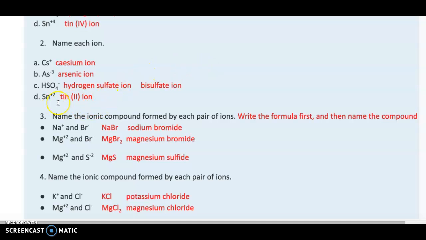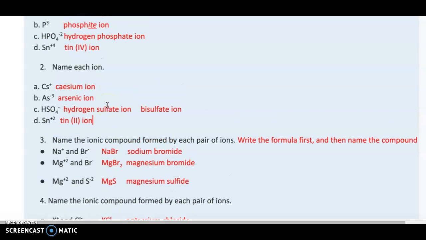Here's another example of a transition metal. This is tin. You write tin, and in parentheses you write the charge, plus 2, in Roman numerals, so it's tin(II) ion. Remember how transition metals can have a charge of 4 or 2. You have to specify which exactly tin ion it is, whether it has a charge plus 2 or charge plus 4. That's why we write it.